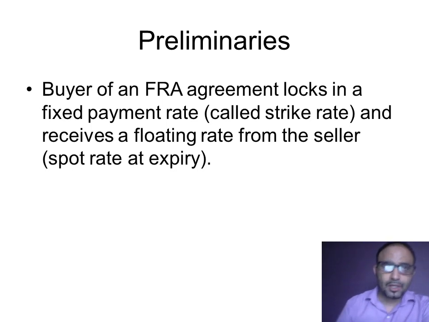If we start with some preliminaries, in a forward rate agreement, the buyer locks in a fixed payment called the strike rate and receives a floating rate from the seller, which is simply the spot rate existing at the expiry date. That spot rate can be, for example, the LIBOR.